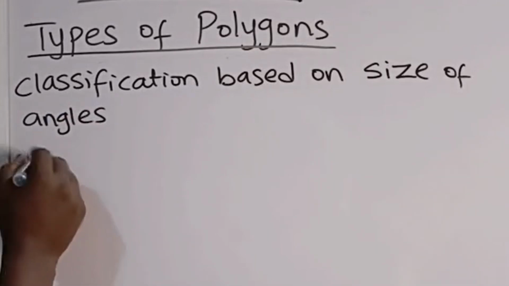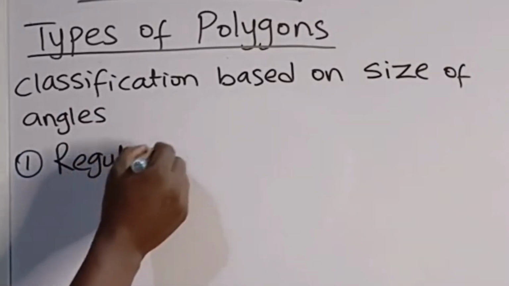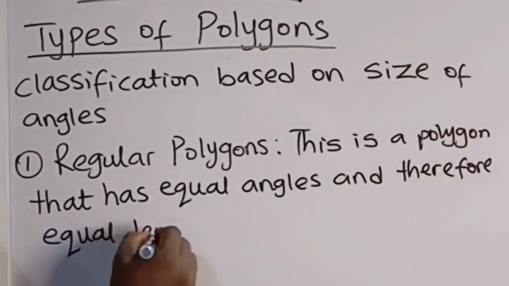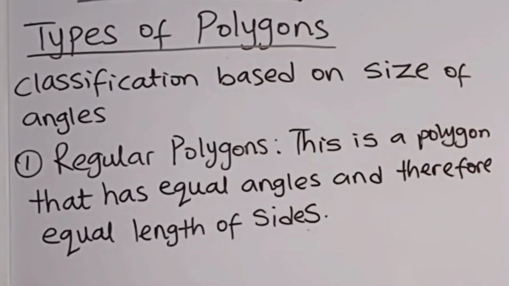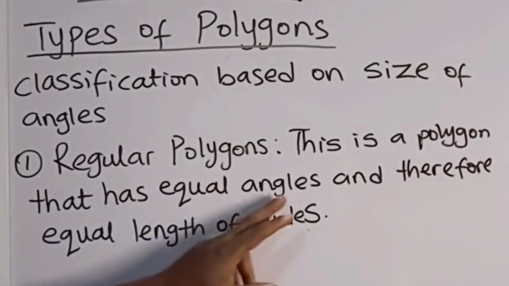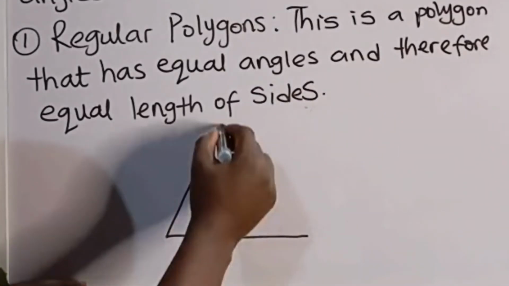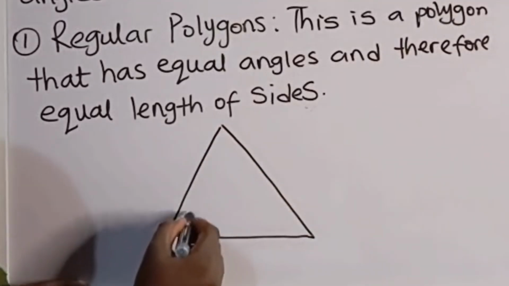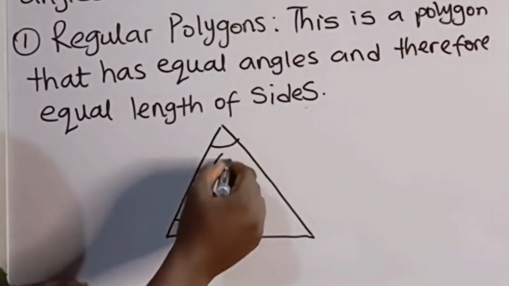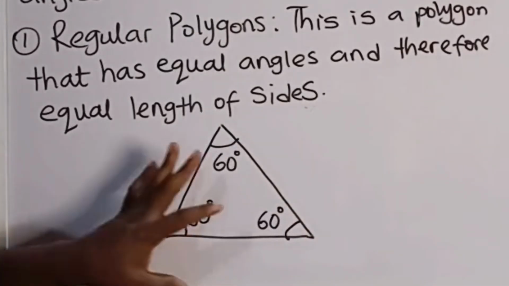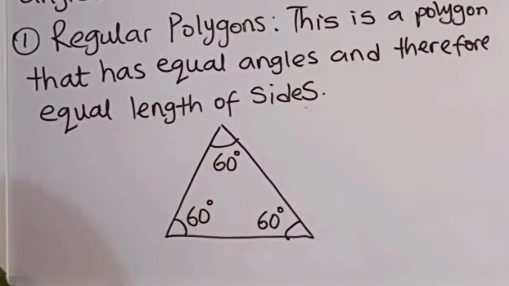The first one is regular polygons. Regular polygons are polygons that have equal angles. When you have a polygon where all the angles are equal, that polygon is called a regular polygon. Let's look at an example. If you have a triangle here, where this angle is 60 degrees, this angle is 60 degrees, and this angle is 60 degrees, then this polygon is a regular polygon.